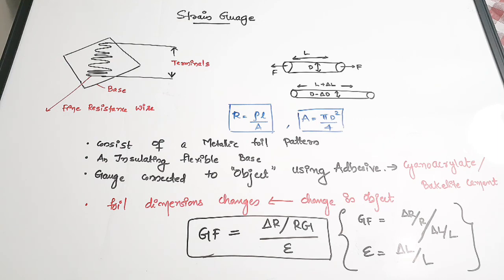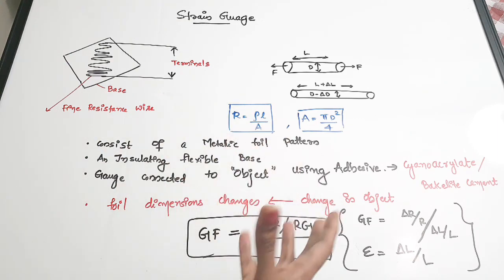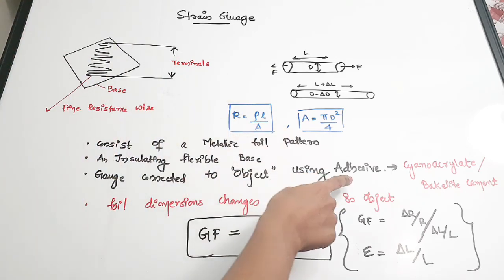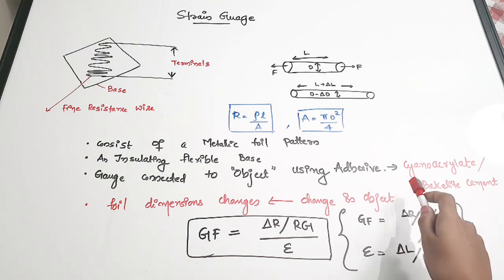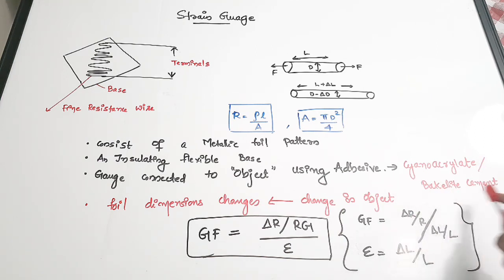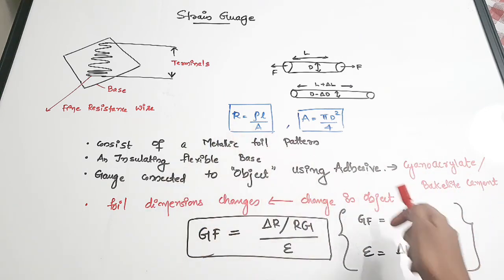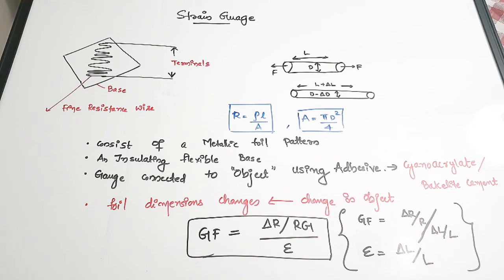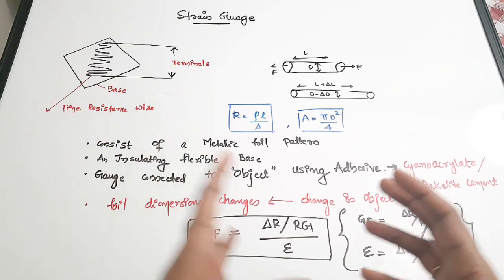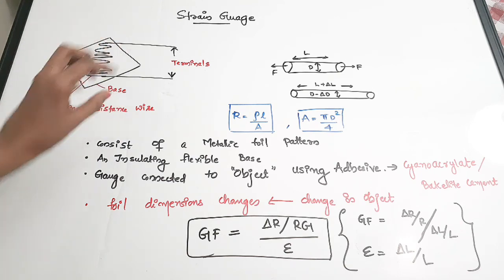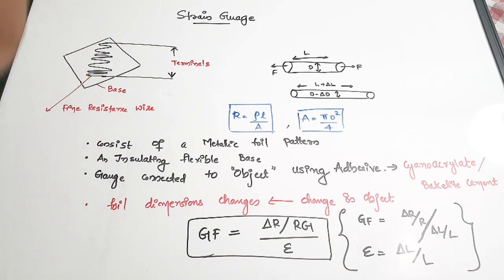Consider that we want to measure the strain of an object. We'll connect the strain gauge with that object using an adhesive. This adhesive can be cyanoacrylate or bakelite cement. So when the strain gauge is connected using an adhesive to an object, what will happen? When we make some deformation to the object, the strain gauge connected to that object will also get deformed. That is, this metallic wire will undergo some changes in its length and diameter.